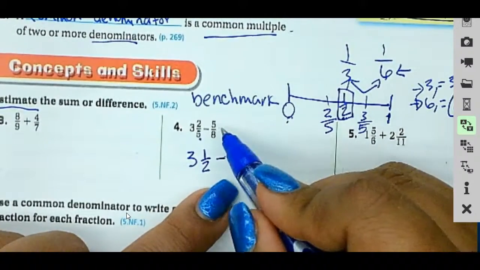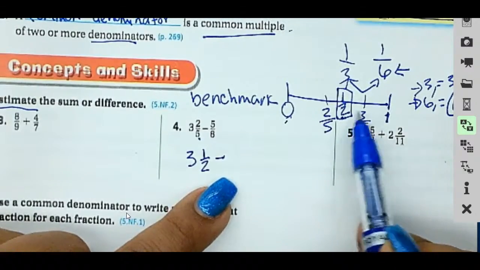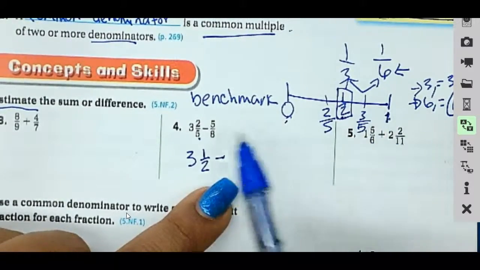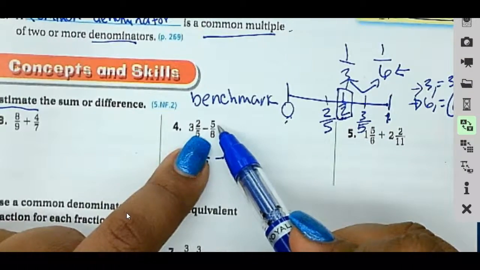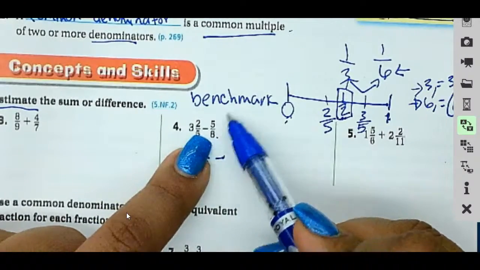And now I'm going to do 5/8. So 5/8, is it closer to 0? Is it closer to a half? Or is it closer to 1? So you want to compare the numerator and the denominator. What is half of 8?